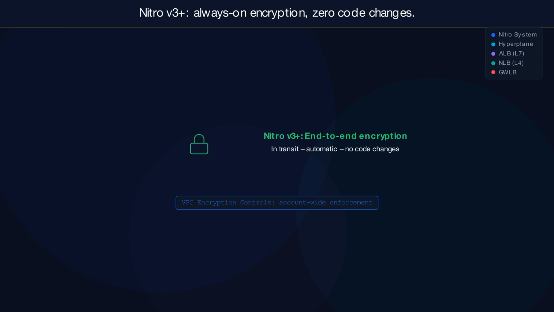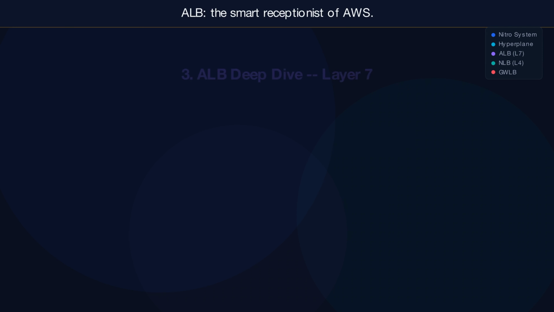Nitro version 3 and above also encrypts all traffic by default, end-to-end, in transit, automatically. No code changes needed. AWS recently added VPC encryption controls that enforce Nitro-based encryption account-wide. Every ALB and NLB automatically upgrades to newer Nitro families to support this.